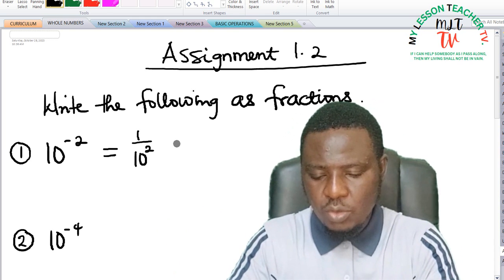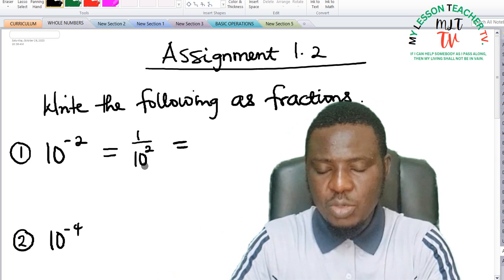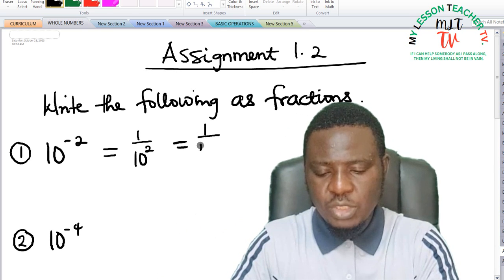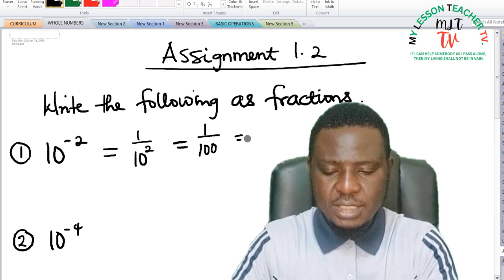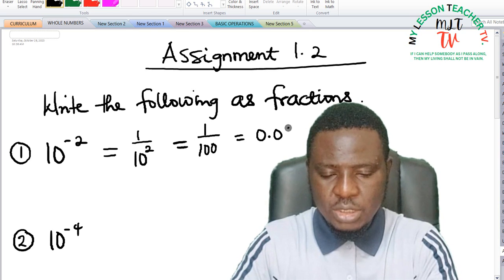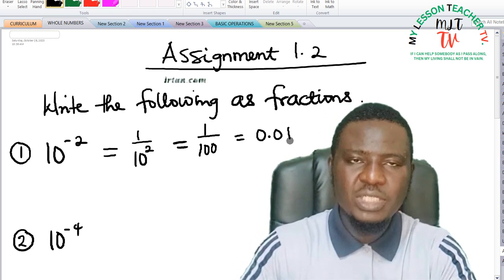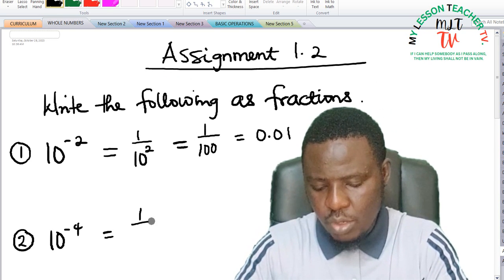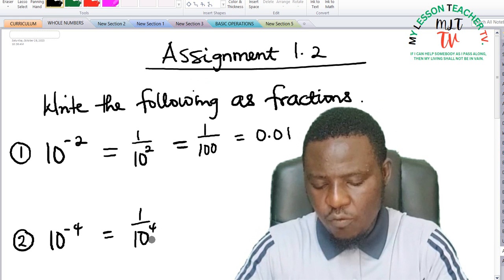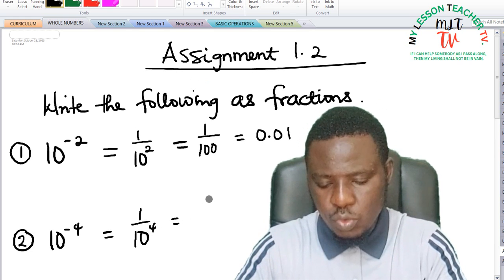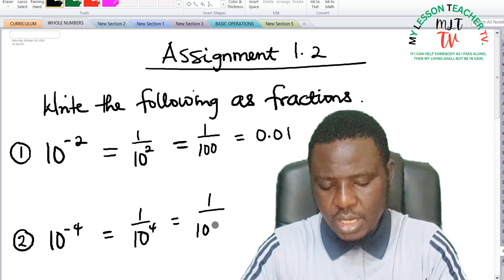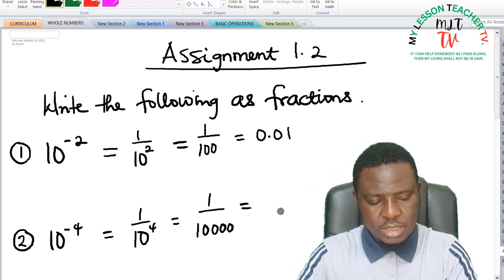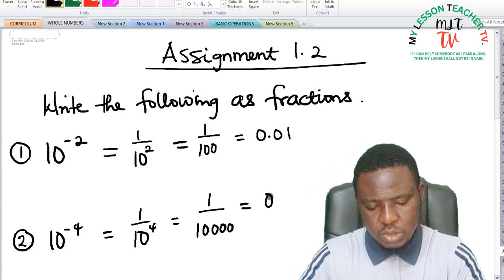So this is equal to 1 over 10 raised to the power of 2. And 10 raised to the power of 2 is 100, and this is equal to 0.01, taking the hundredths place value. This is equal to 1 over 10 raised to the power of 4, which is equal to 1 divided by 10,000, and this is equal to 0.0001.